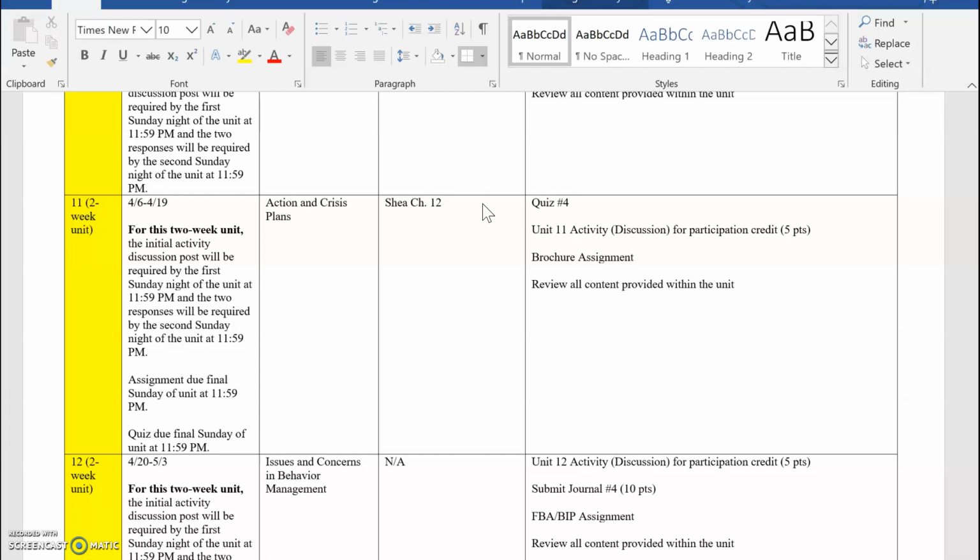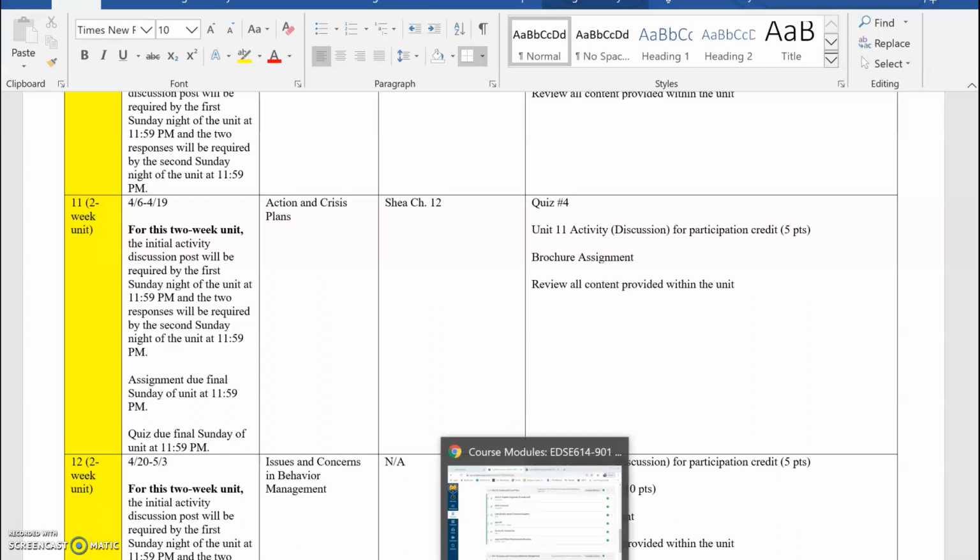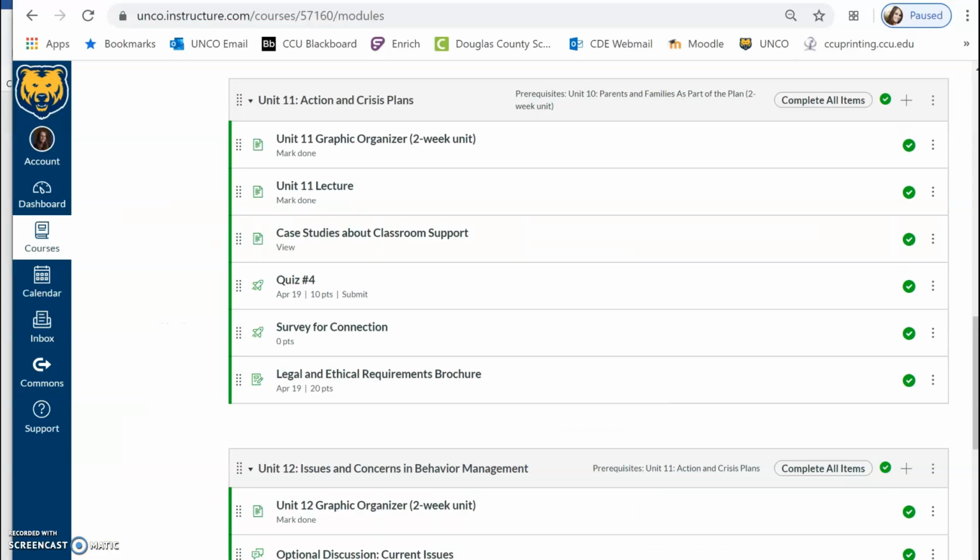And then really the major assignment that is due at the end of this unit on the final Sunday of that unit by 11:59 p.m., along with the quiz, would be the brochure assignment. So we will go over that in this video in detail to ensure that everybody is clear about the requirements and that we're all on the same page.